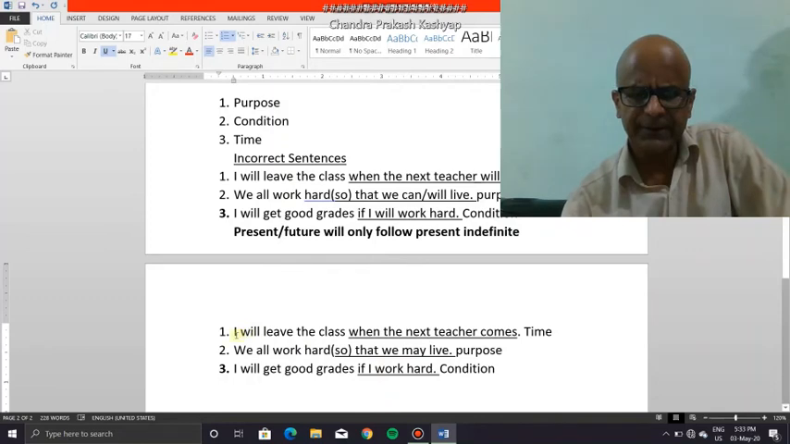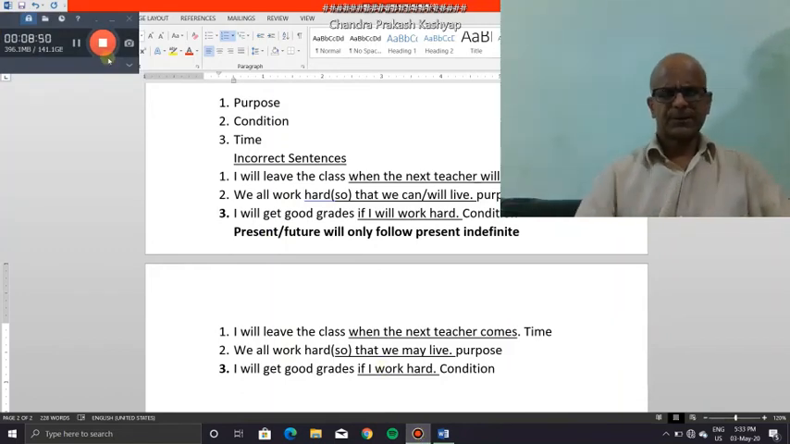So in this way I can correct these sentences. I will leave the class when the next teacher comes in. It states time. We all work hard so that we may live. Again, present indefinite in the subordinate clause. And I will get good grades if I work hard. This is how I can correct it. And these are very, very common errors.